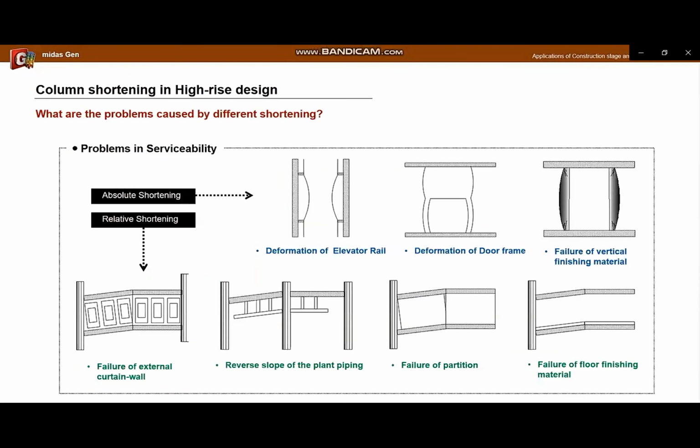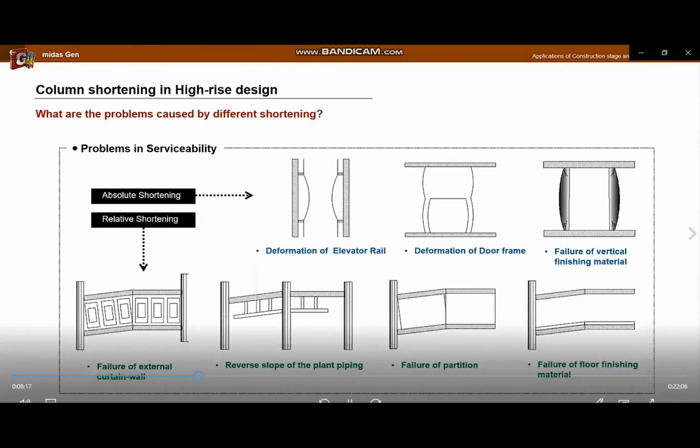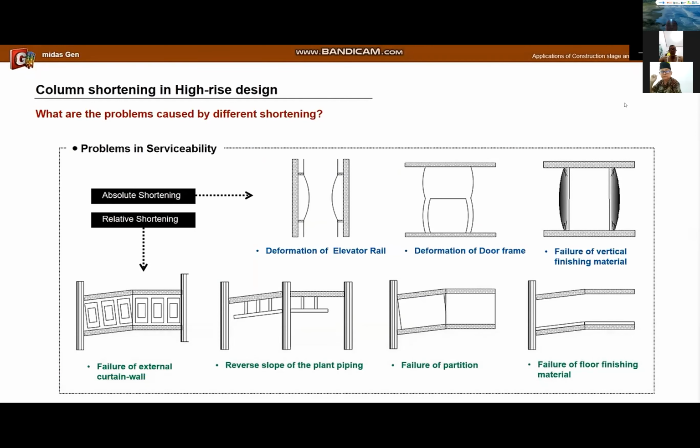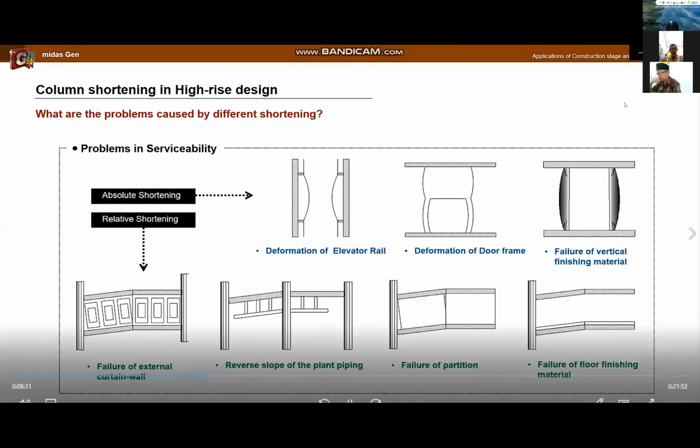Let's take a closer look at the usability problems caused by column shortening. Absolute shortening causes problems such as bending of elevator rails, deformation of door frames, and damage to vertical finishing material. And relative shortening causes problems such as damage to the external curtain wall, reverse slope of the plant piping, and damage to the partition and the floor finishing material.